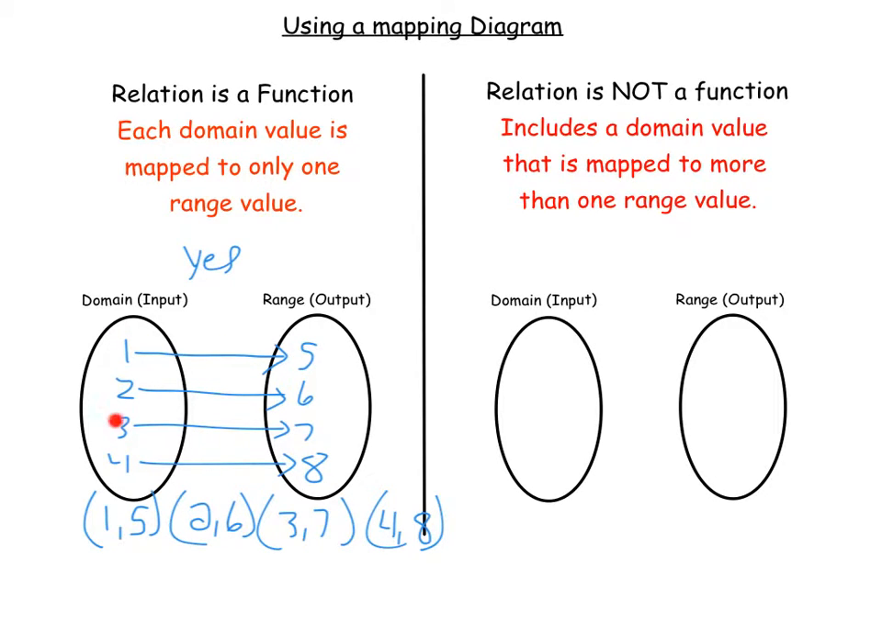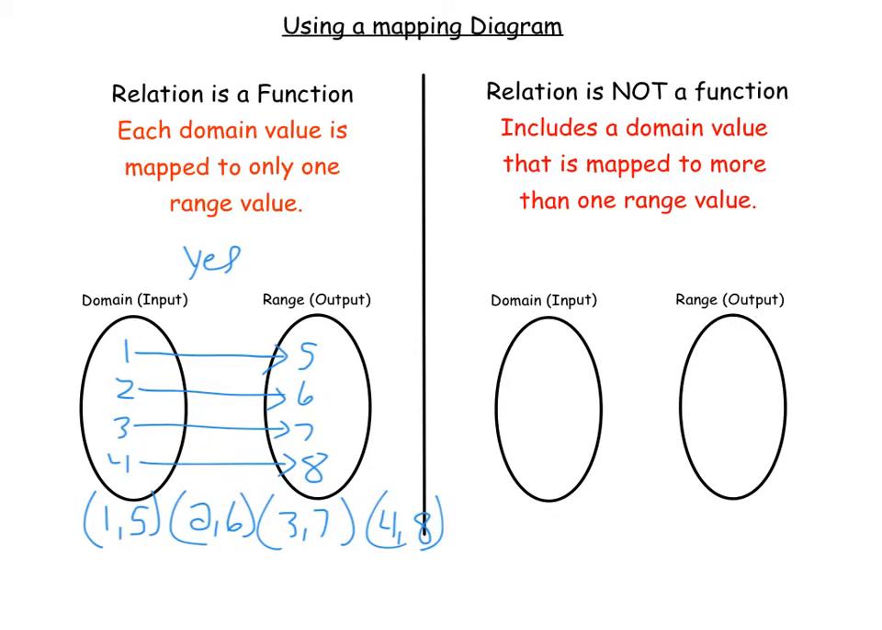When we put in a 3, we know we're going to get a 7, etc. So yes, every input has only one output. A relation that is not a function includes a domain value that is mapped to more than one range value. And I'll show you what I mean.